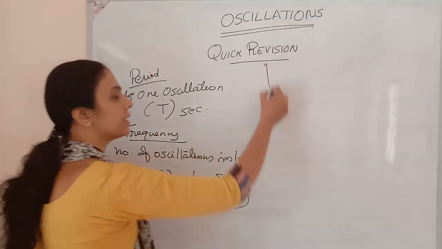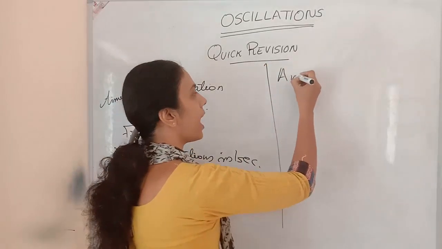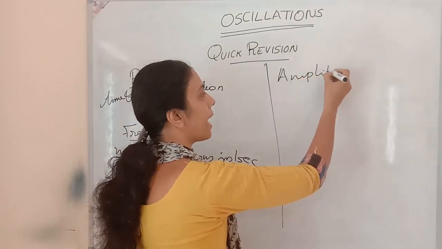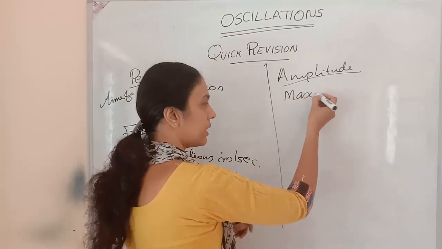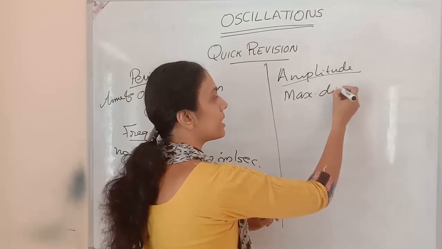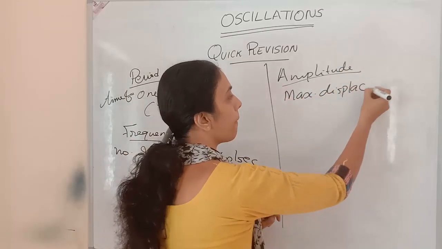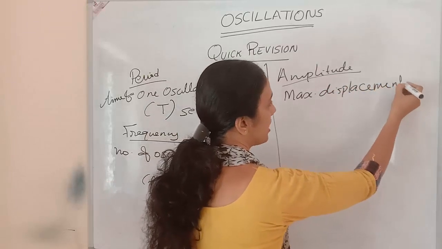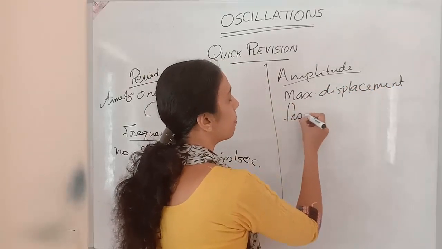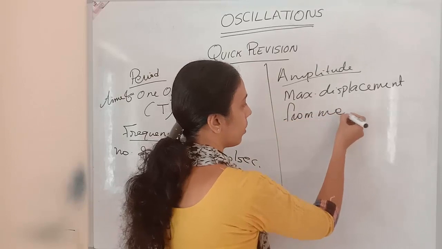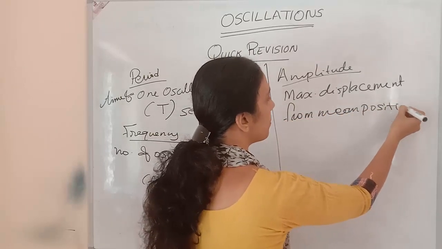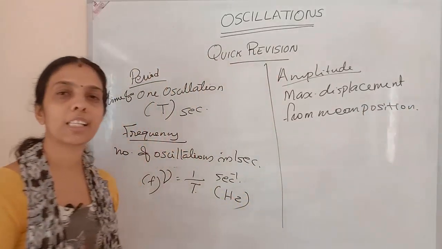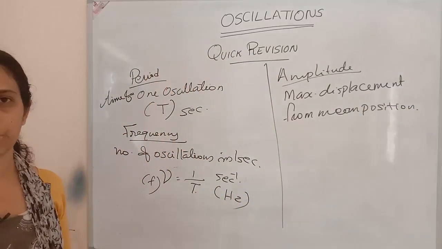Next is amplitude. Amplitude is the maximum displacement of the wave or oscillation from its mean position. Amplitude is the maximum displacement from the mean position.